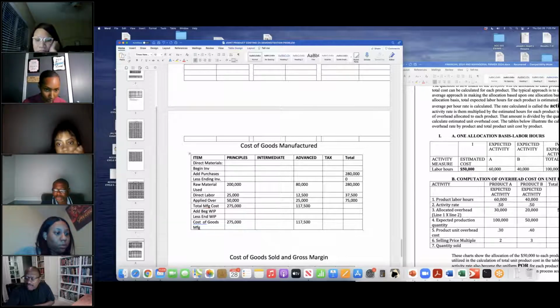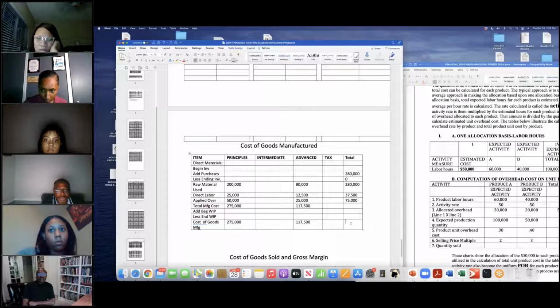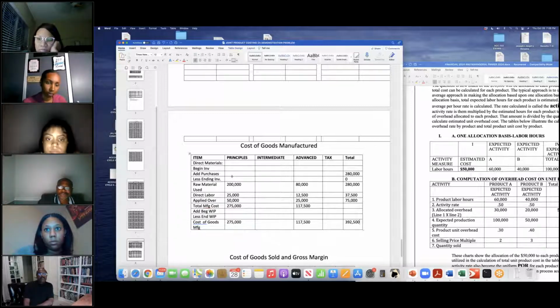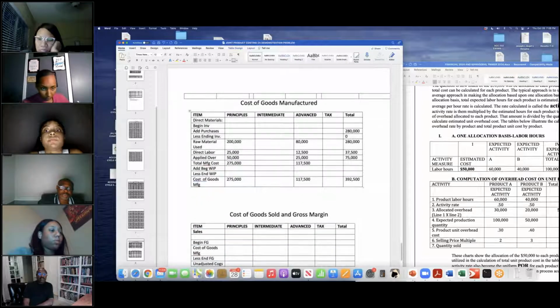So what's our total manufacturing cost? You add them this way or you can add them this way. What's our total cost? 392,500. So you can see all we did was put our total numbers in, but we pull out of each work in process account and just add it to get the cost of goods manufactured.